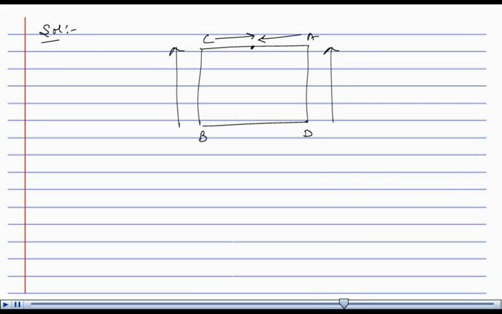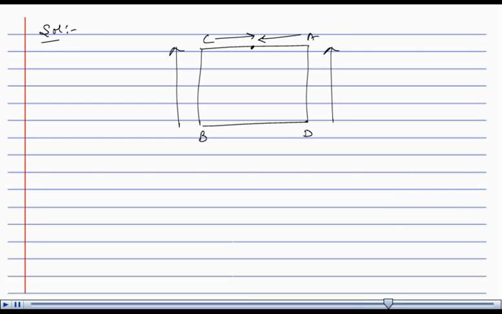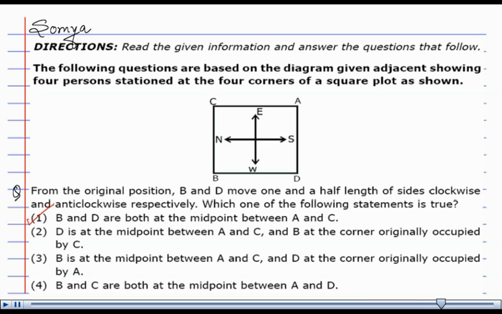Let's check out the options. B and D are both at the midpoint between A and C. Here we can clearly see that option number 1 is the correct answer because according to the diagram we made, we had seen that somewhere between A and C, B and D are located. So, option number 1 is the correct answer.